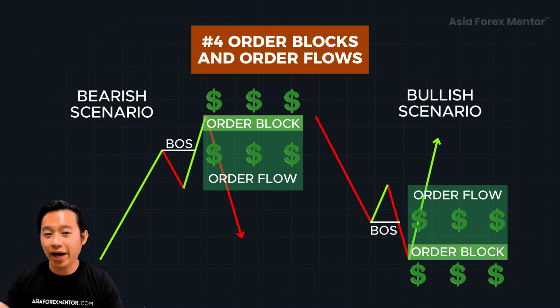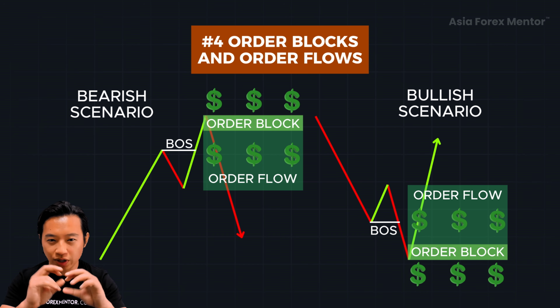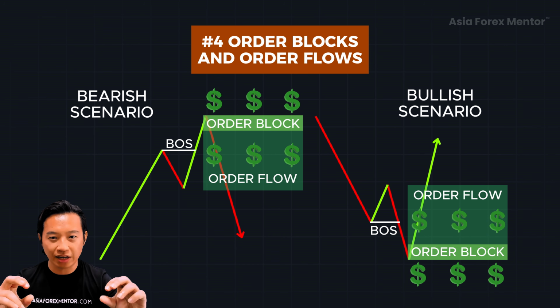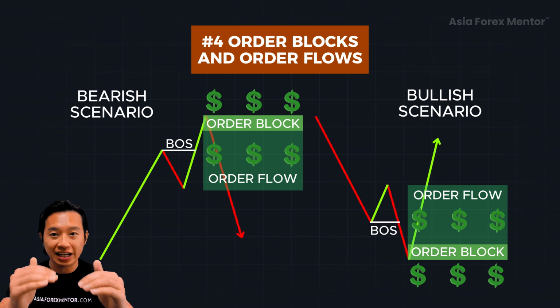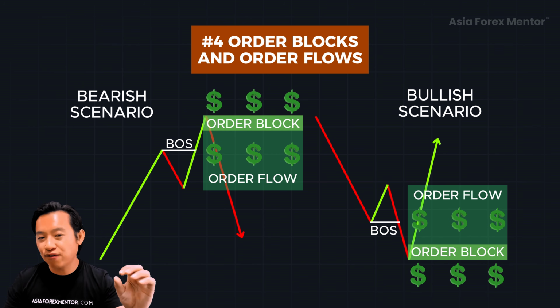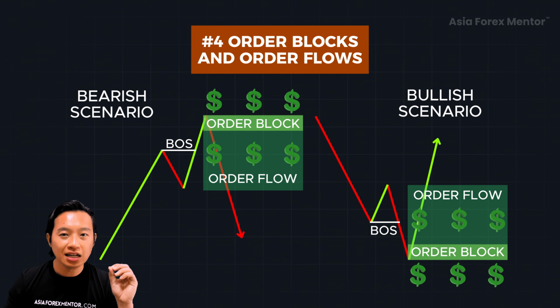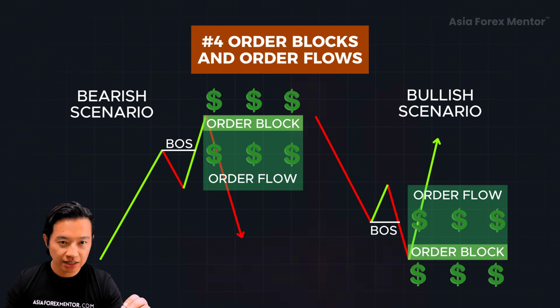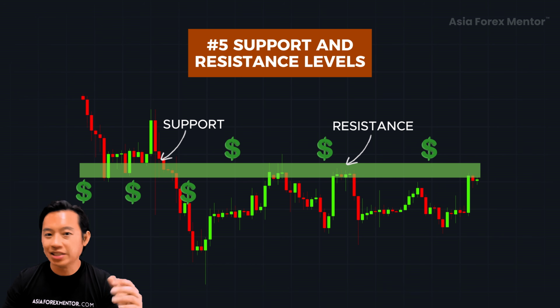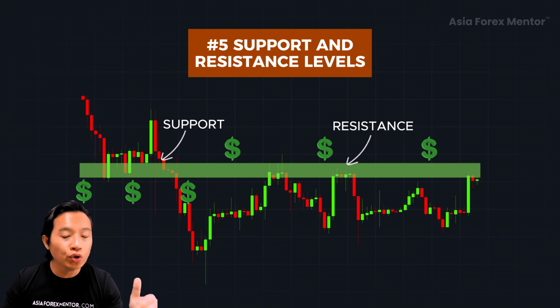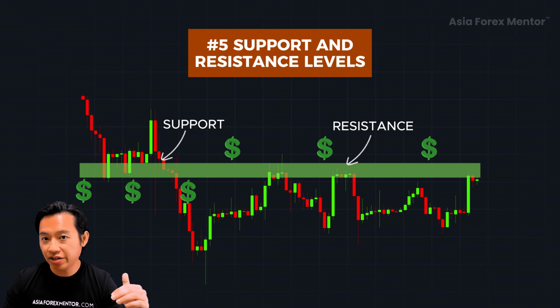So these are where substantial orders have been executed, or pending orders are concentrated, at those areas itself, right? So therefore, this serves as liquidity zones. Number 5, support and resistance levels. Support and resistance levels are one of the most commonly known base foundations of every trading.